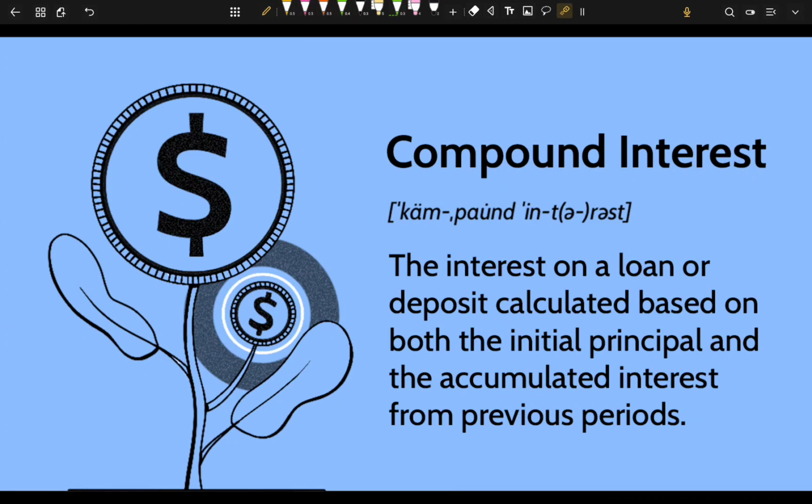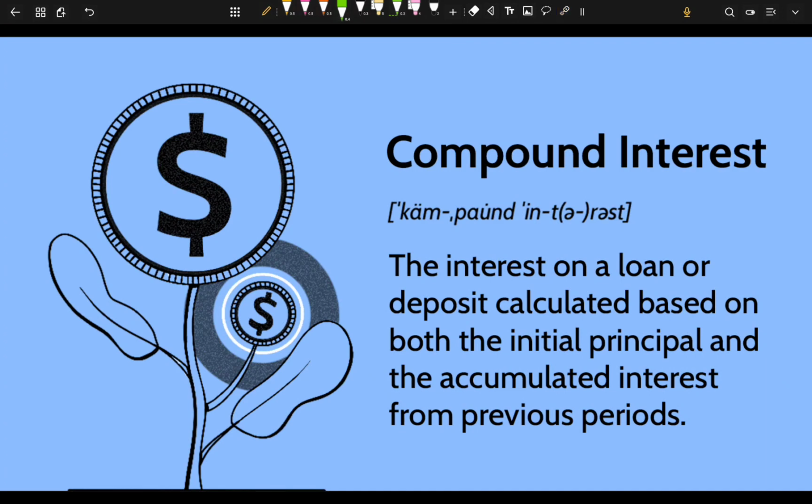Ano nga ba ang definition ng isang compound interest? It's been stated here that the compound interest is the interest on a loan or deposit calculated based on both the initial principal and the accumulated interest from previous periods. Dito po, ang mangyayari is that yung ating interest is ma-add doon sa ating capital, and then yung summation ng ating interest and capital will be our principal, and then yun yung i-compute natin for our interest.